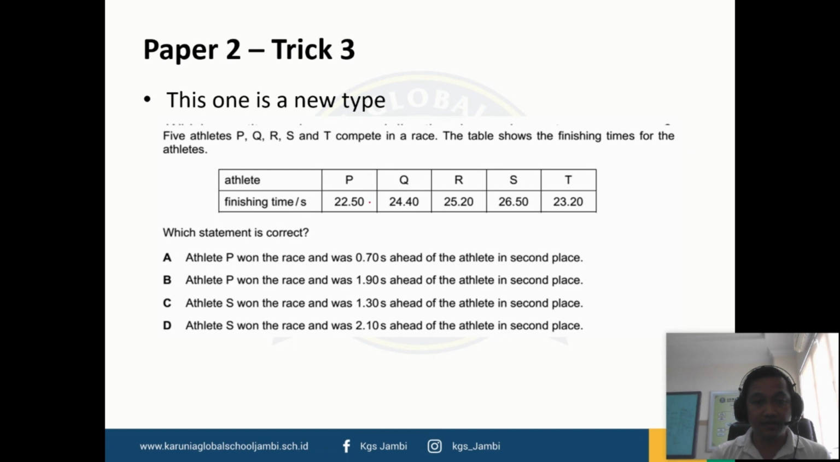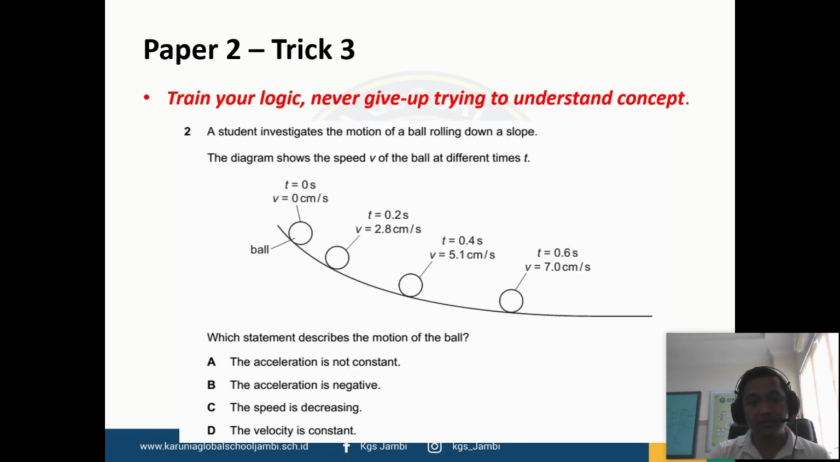Five athletes P, Q, R, S compete in a race. The table shows the finishing times for these athletes: 22.5, 24.4, 25, 26.5, 23.2. So which statement is correct? You see, there are changes in the types of question, not always the same. So this indicates: do not memorize the question, but understand the question, understand how to answer.